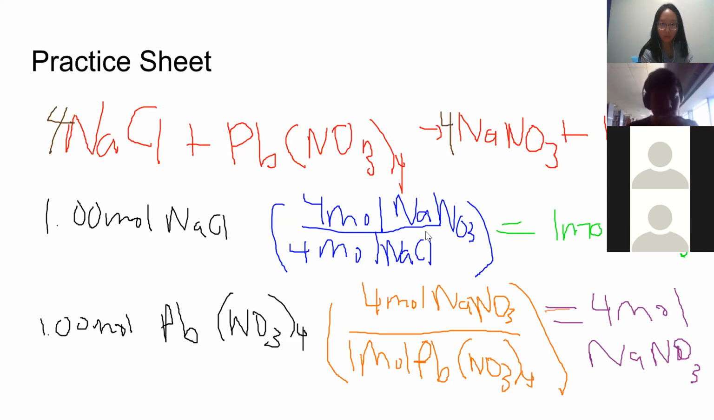Now see that even though we're given the same amount of moles for each of our reactants, we end up with different amounts of products. If we end up with that, that means we have this situation called a limiting reagent. So next slide, please.